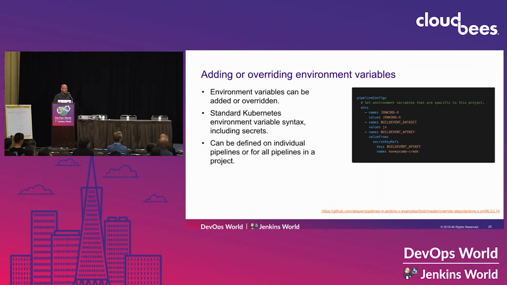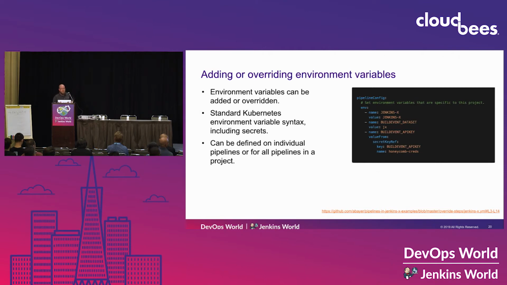Environment variables are very often one of the first things you want to be able to change in your pipeline. Maybe you want to change something that Jenkins X is doing by default that isn't quite right, or maybe there's an environment variable your Maven build needs that otherwise you don't need to make changes to the standard pipeline. So you can add or override environment variables. There is no way to remove ones, but it's standard Kubernetes environment variable syntax.